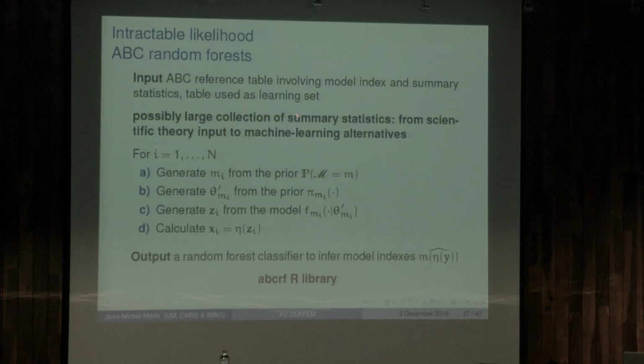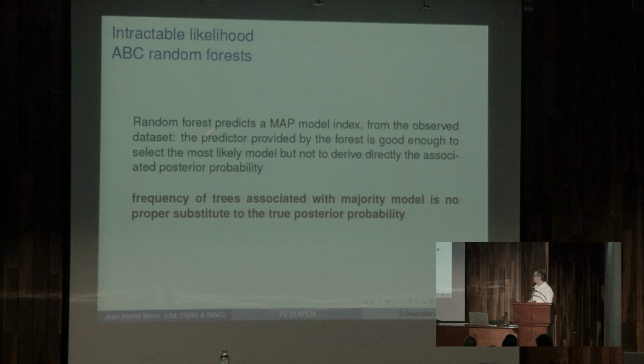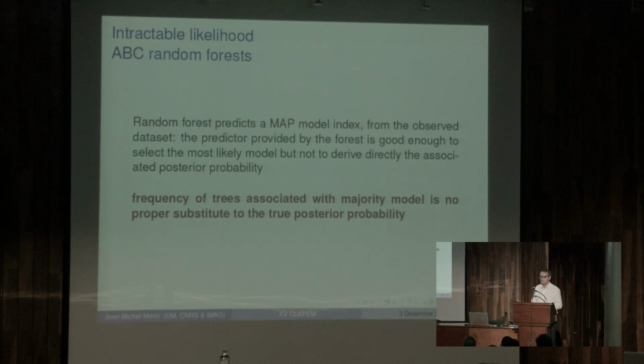And what we use as summary statistics is a collection from scientific theory, input to some other machine learning alternatives. We put some linear discriminant axes, we put some SVM classifiers, we put a lot of things in the box, and then the random forest plays also, in some sense, a role of aggregating all this information and then selecting a model. Random forest is good to predict here the MAP, so to select a model, but the frequency of trees associated with the majority model is not a proper substitute for the true posterior probability. It's a well-known question in machine learning. Classification is an easier problem than regression.